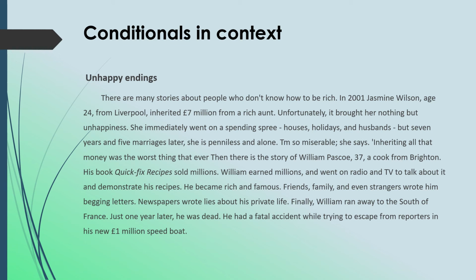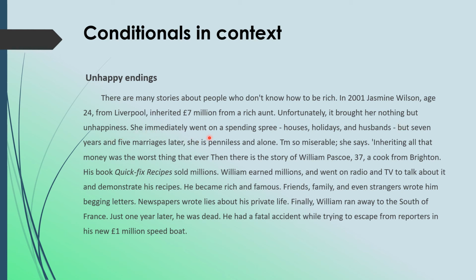So, some unhappy endings. We have some stories which did not end well, of people who became millionaires overnight. There are many stories about people who don't know how to be rich. In 2001, Jasmine Wilson, age 24, from Liverpool, inherited £7 million from a rich aunt. £7 million is huge. It brought her nothing but unhappiness.